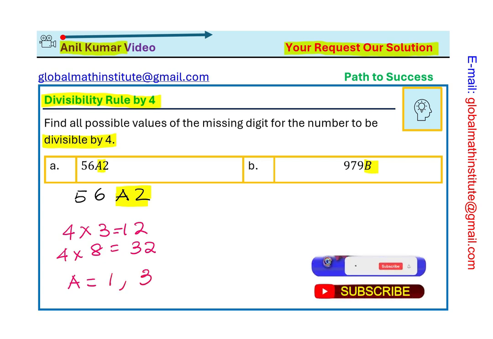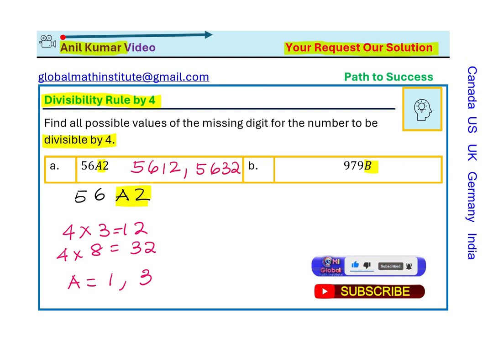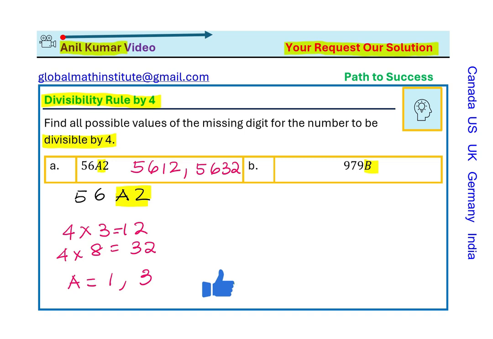And therefore, the numbers are 5612 or 5632. Makes sense, correct? So that is how we'll get a new number which could be a multiple of 4.